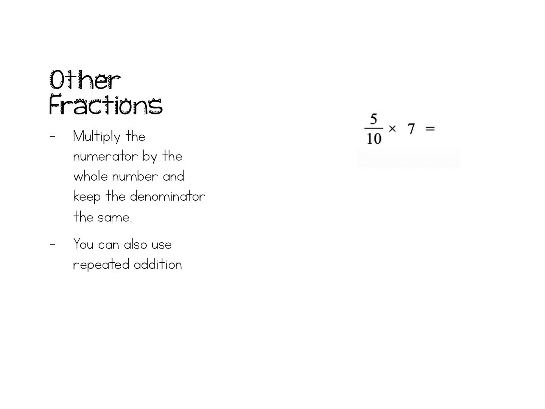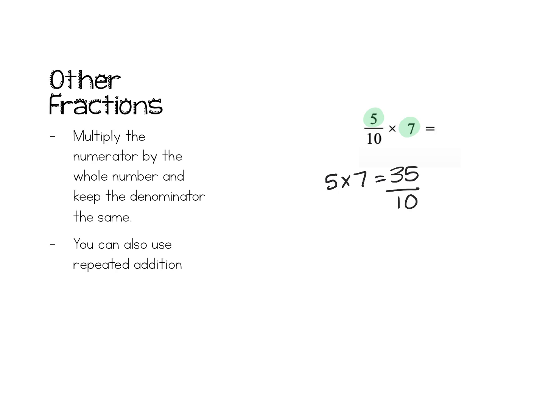Now we're going to look at multiplying other fractions by whole numbers, or multiplying fractions that have a numerator other than 1 by a whole number. We're going to follow the same process. We're going to multiply the numerator by the whole number. So 5 times 7 is 35. And we're going to keep the denominator the same.